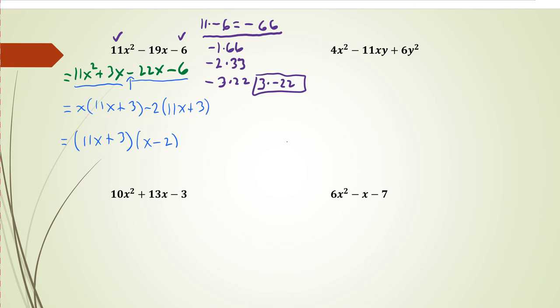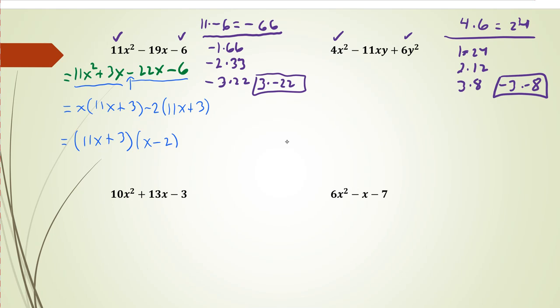In the second example in this row, I'm going to take 4 and 6 and multiply them together. That's going to give me 24. And I'm looking for a factor pair that adds to negative 11. So I've got 1 and 24, 2 and 12, 3 and 8. Now that's positive 11 if I add them. So if I do the sign changes, that gives me what I'm looking for, a negative 11 in the middle.